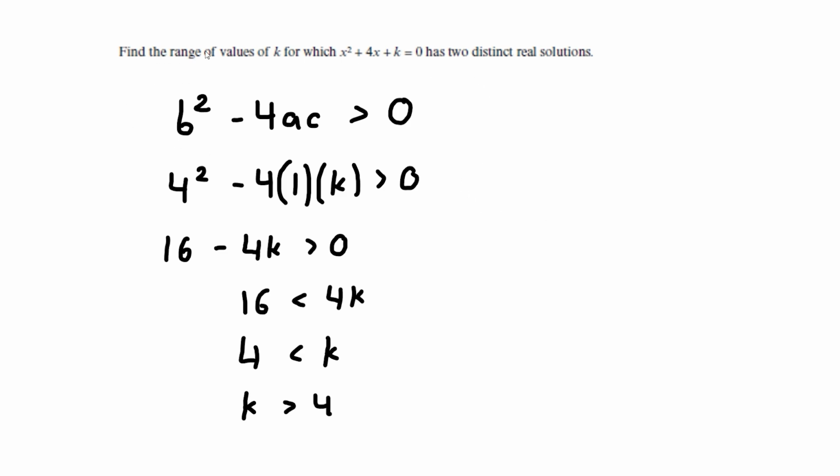If it said find the range of values of k where it has no real solutions, we would use b squared minus 4ac is less than 0, because any negative number that we get for the discriminant means that it will have no real solutions, right? So that's basically how you use the discriminant.